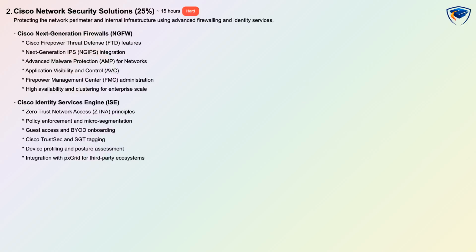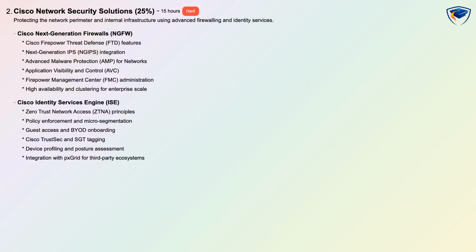Cisco Network Security Solutions is 25% of the exam, marked hard with about 15 hours of study and primarily scenario-based assessment. This domain teaches advanced firewalling using Cisco next-generation firewalls including Firepower Threat Defense, NGIPS integration, Advanced Malware Protection and application visibility and control. You will practice managing Firepower Management Center, plan high availability and clustering for enterprise scale, and design identity-driven access using Cisco Identity Services Engine.